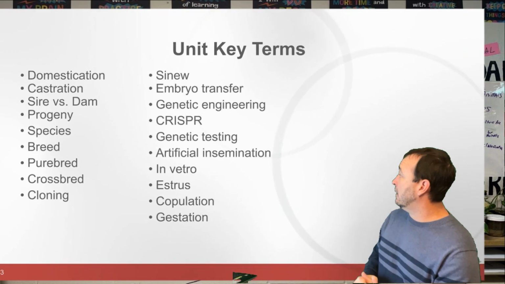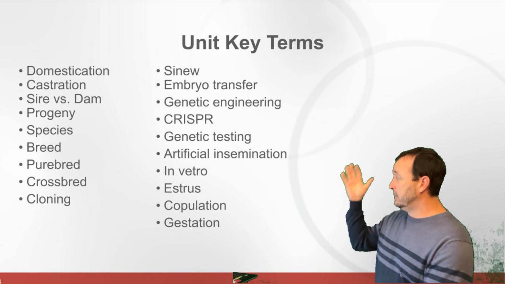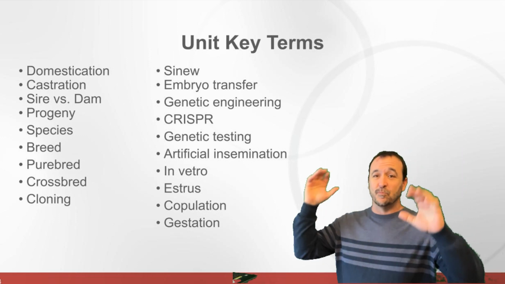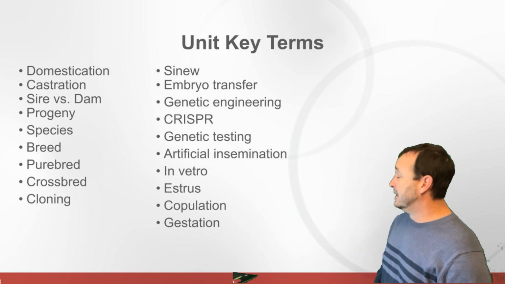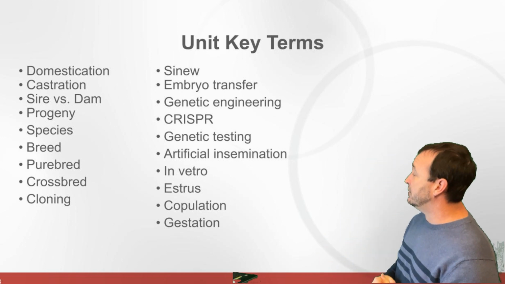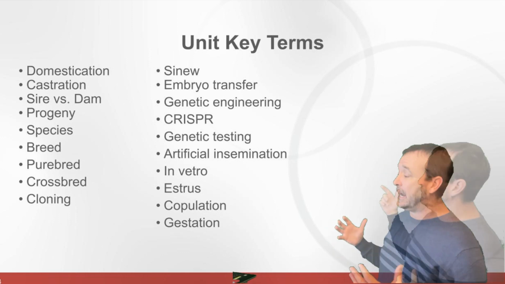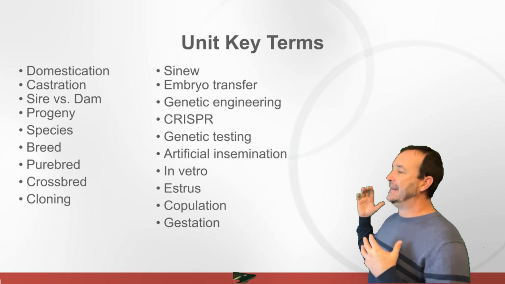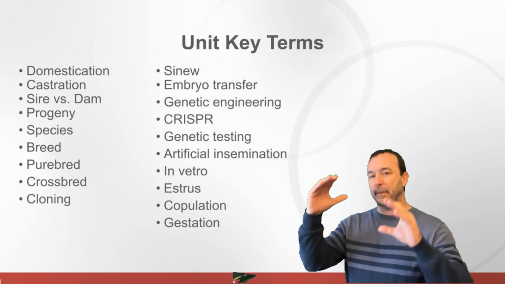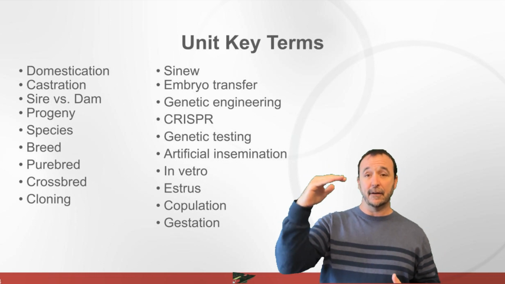Now, here are our vocabulary words for this unit. If you can look up here right now and tell me what all these words mean, then you're going to do great. Wonderful. But if you can't, then by the time we're done here, you'll be able to tell me what domestication, castration, a sire versus a dam, insemination, in vitro, estrus, copulation, and gestation are. So be sure in the notes that I have provided for you that you take advantage of that.